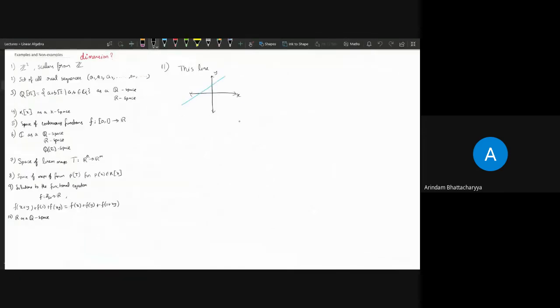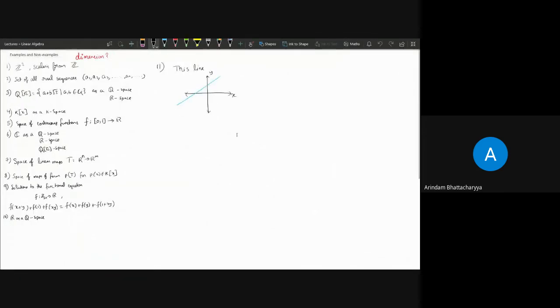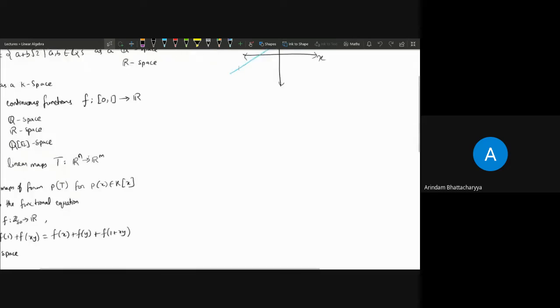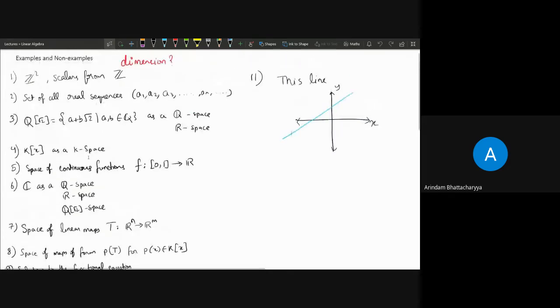All right. So I hope you can see the writing. So Z2, which is Z cross Z, and we scale it by elements of Z. Can someone tell me if this is a vector space or not?